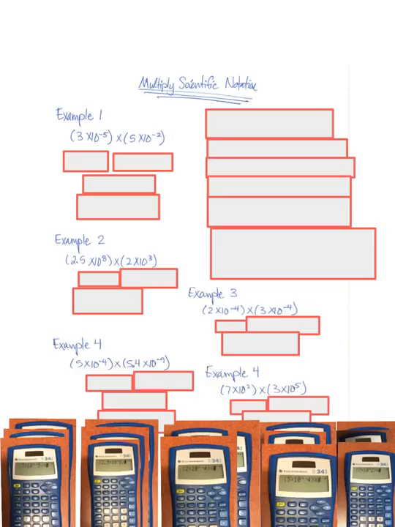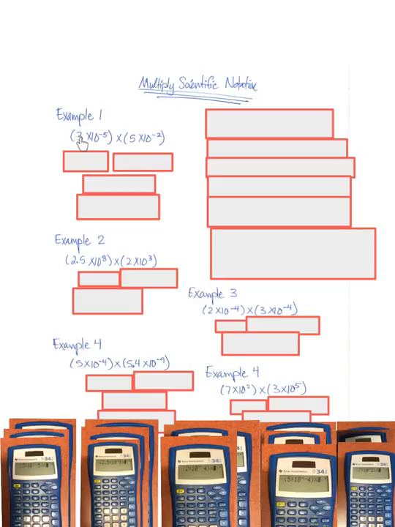Hi, today we're going to be talking about multiplying and dividing scientific notation. First of all, I'm going to show you how to do it on your calculator, and then I'm going to show you the why, without a calculator, and understanding how things are actually done. All right, here we have some examples of scientific notation, and we are multiplying scientific notation.